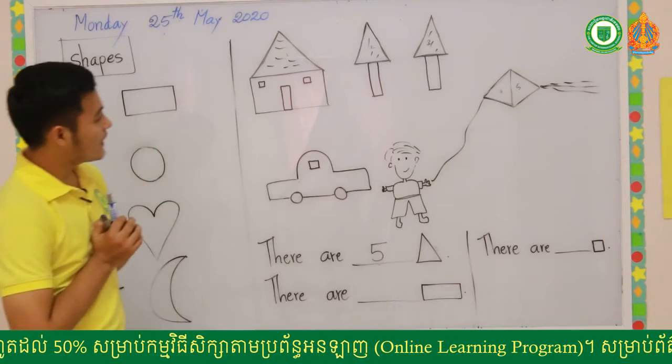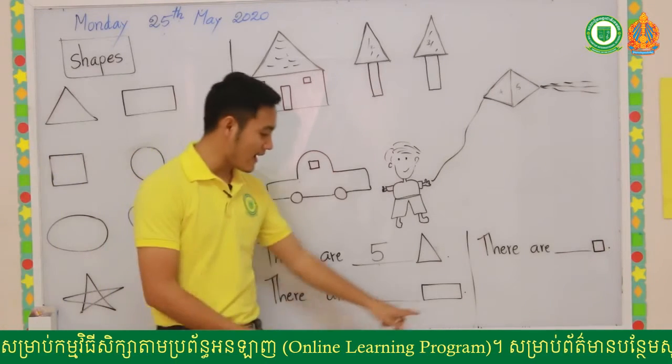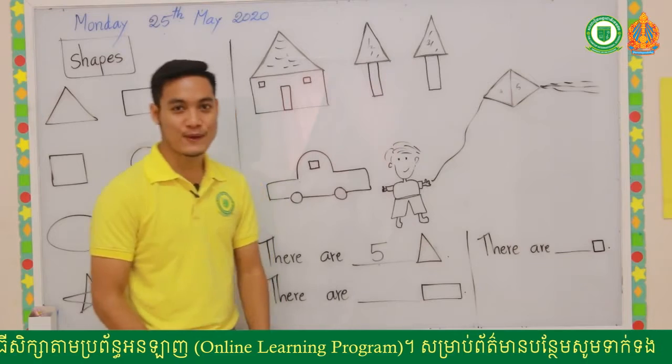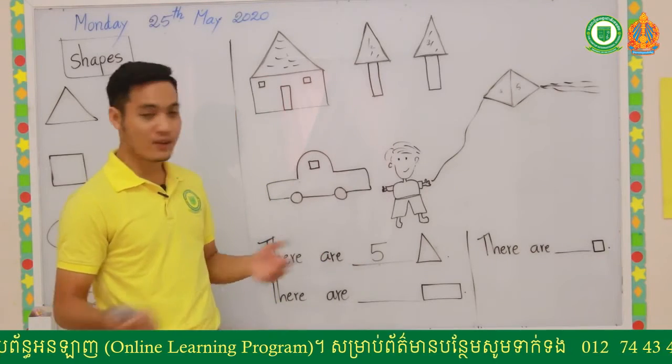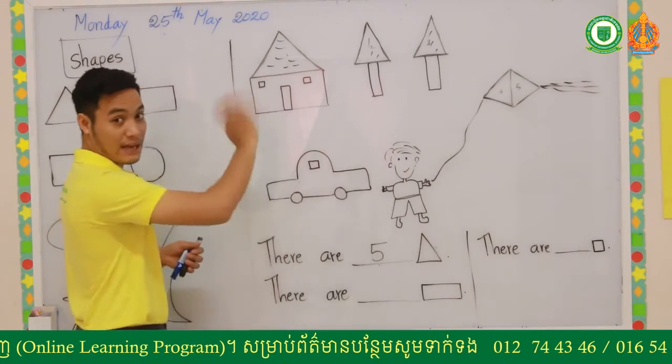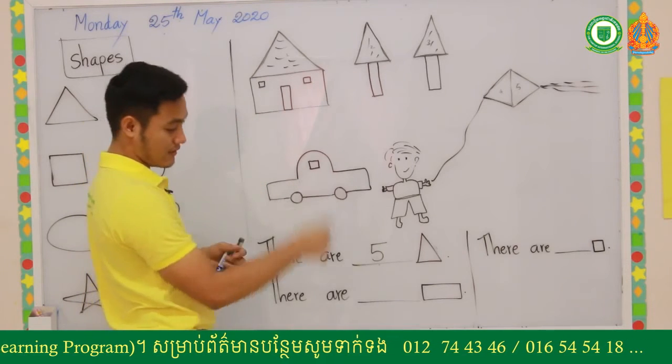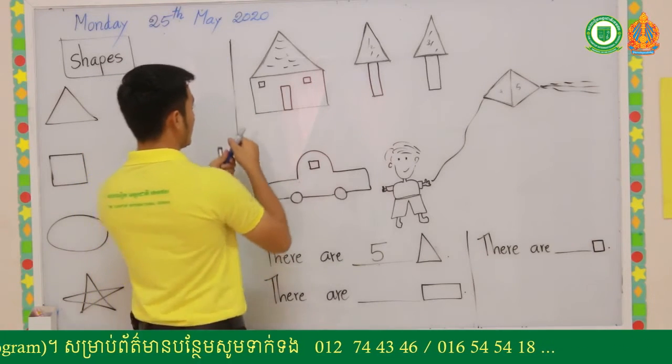And the next one is you need to find rectangle. So where can you find rectangle? Go together. You don't care about other shapes, okay? Just care about rectangle. So here, wow.